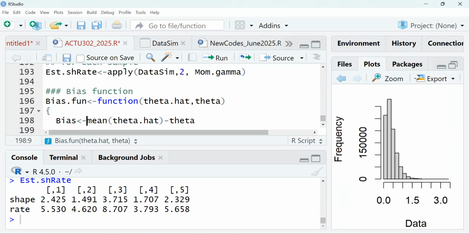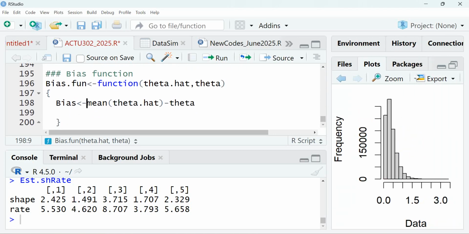Okay. So that's the bias, right? Now what about the mean square error? Can we get somebody to help us? How should we compute the mean square error from what I have written on the board?